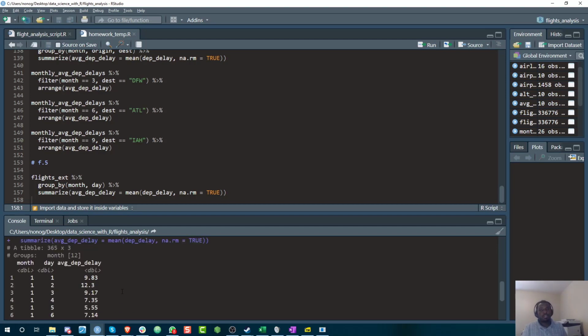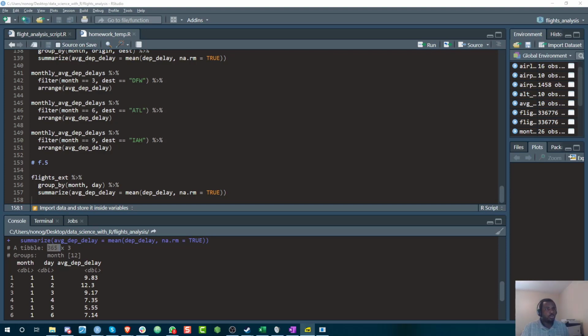So when you group by month and day, now you have for the month of January and the first day, so that's one day here, right? You get this average departure delay. And you get this average departure delay for, this is January 2nd, January 3rd, and so on and so forth. And you can see that there are 365 values, which we were expecting.